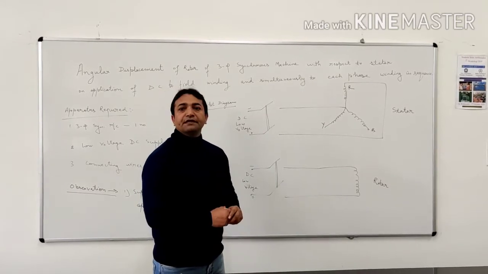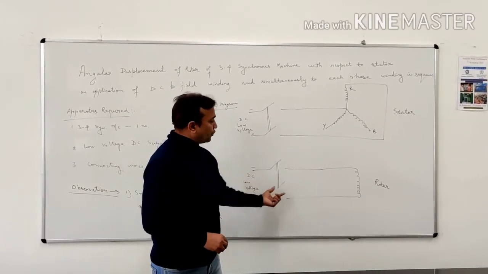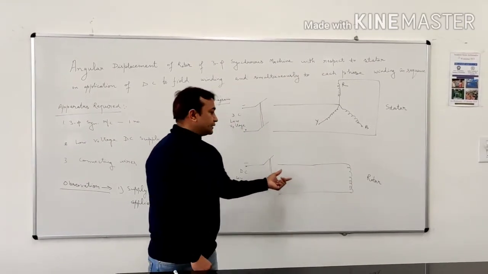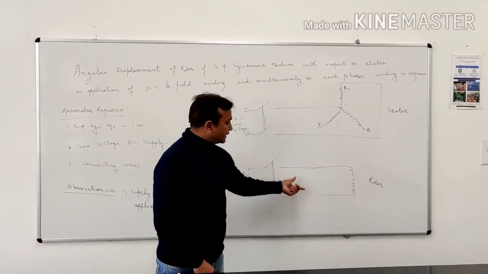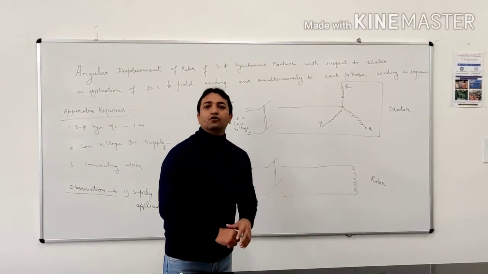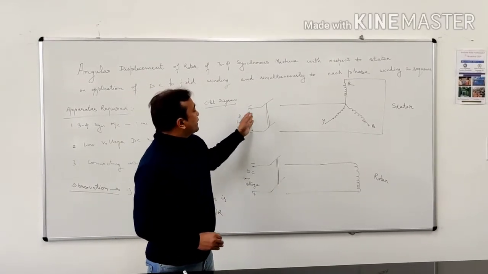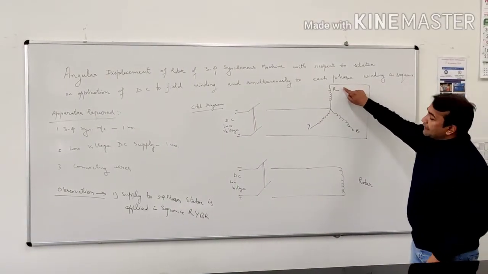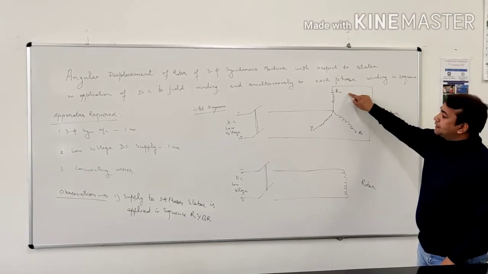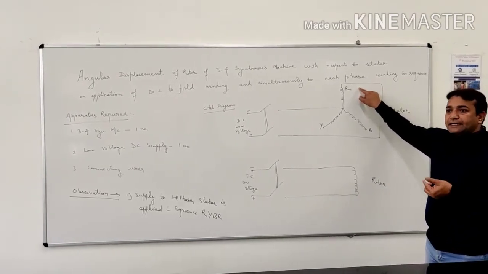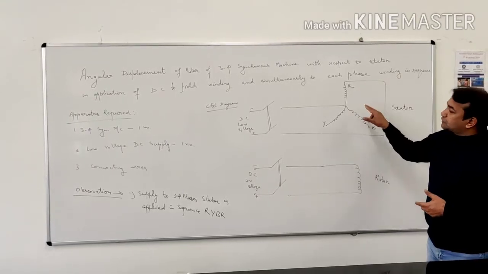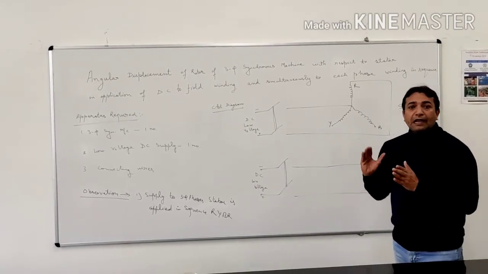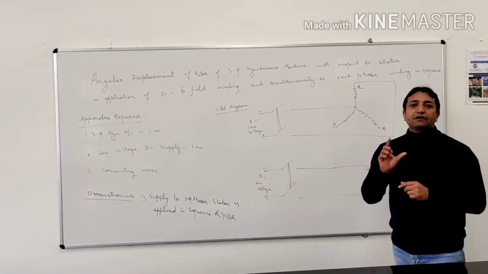So the first step: when current flows in the rotor winding, a field is produced in the rotor winding. Similarly, when the DC supply negative terminal is connected to one open terminal, the R phase, a field is also produced in the stator. Due to alignment of both fields, the stator and rotor fields, the rotor will rotate through an angle.